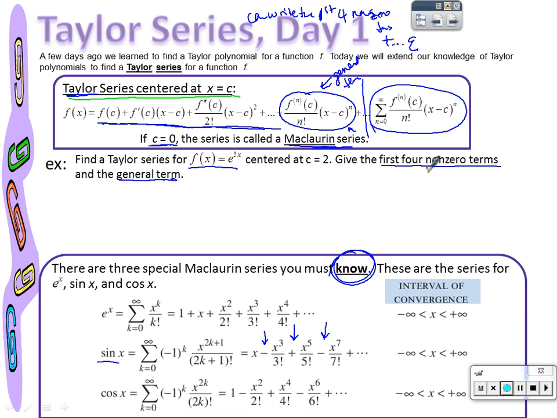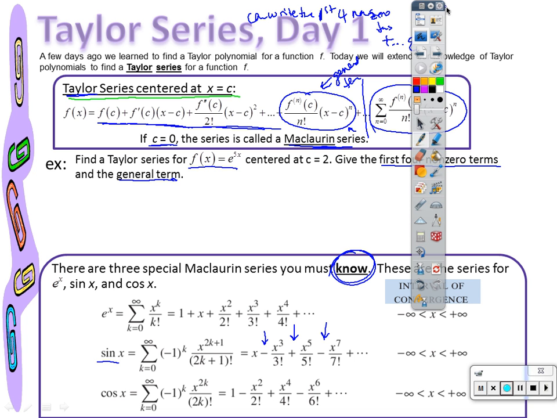It actually wants 4 terms. However far up you need to go to get the 4 terms, that's what you're going to need to do. So let's just keep that in mind. All right, so let's take a look at this one.